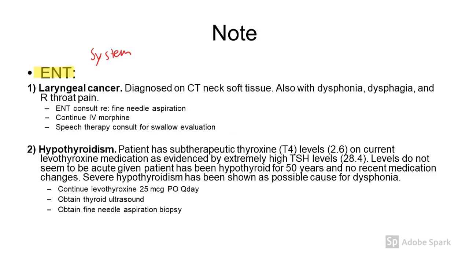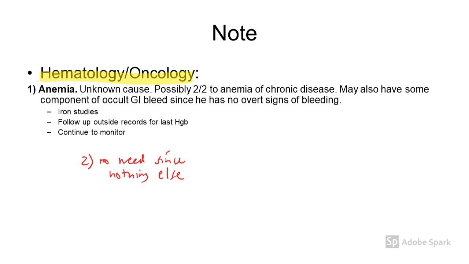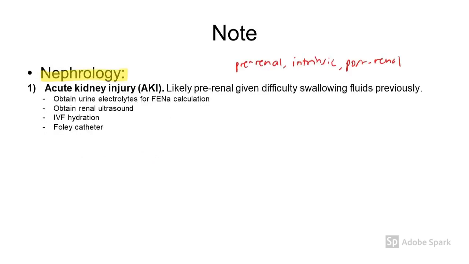Now for your systems-based assessment plan, you'll notice that you have an ENT system and you have laryngeal cancer underneath that along with the plan for it, and then hypothyroidism underneath that and also the plan. So we didn't really change the actual assessment plan, we just rearranged it. Under hemonc, you now have anemia, and you wouldn't necessarily need to change anything else. And then under nephrology, you would have your AKI.